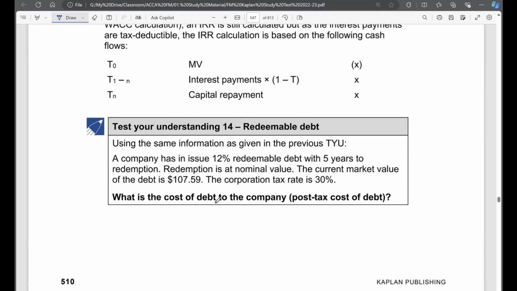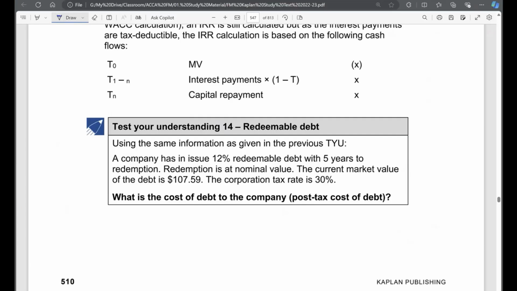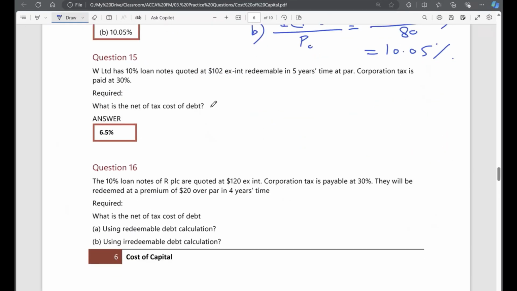Now same, now you find the cost to the company. Now you have to do 1 minus t only, right? So simply here, what is the tax rate? 30%, right? So into 1 minus 0.3, or you can multiply with 0.7 directly, 6.6%. So the investor will receive 10% return, but the cost to the company effectively is 6.6%. That is the way to find the cost of debt of the redeemable bond.